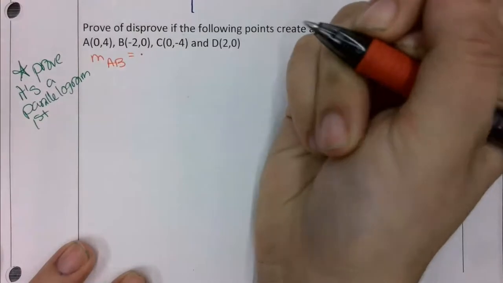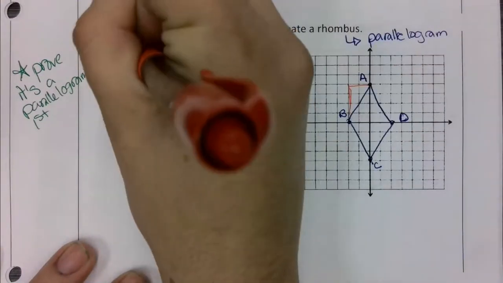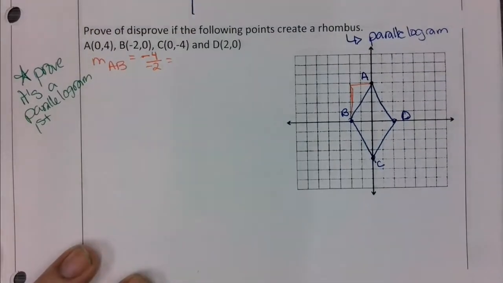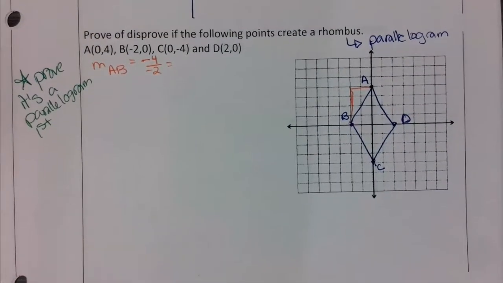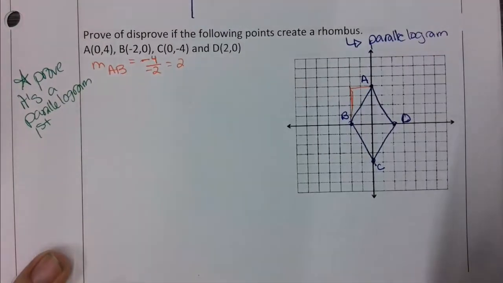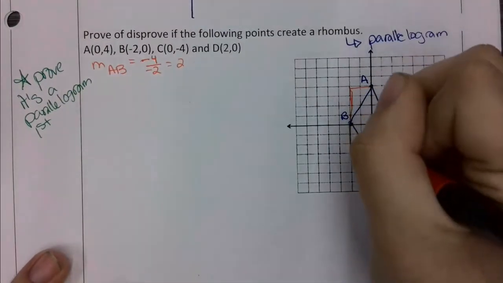What goes on top, rise or run? Nice, so I have negative 4 over negative 2, which simplifies. Why is the 2 negative, first of all? Because we went left instead of right. So what's negative 4 divided by negative 2? Positive 2. Okay? Then I'm going to do the same thing for B to C.